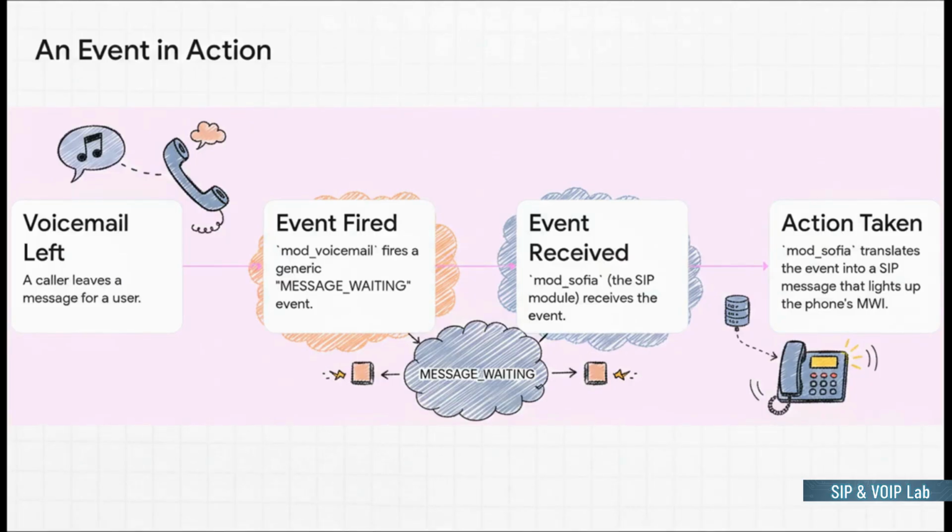Okay, so a caller leaves a voicemail. The voicemail module has no idea what a SIP phone is. It doesn't care. It just shouts out a message waiting event to the whole system. Meanwhile, the SIP module is listening for that specific event. When it hears it, it goes, "I know what to do," and sends the signal to make that little red light on your desk phone blink. See? The two modules never talk to each other directly. It all happens through the event system.